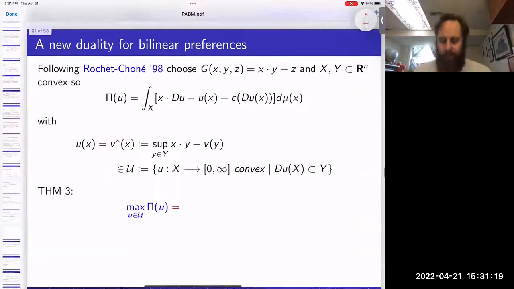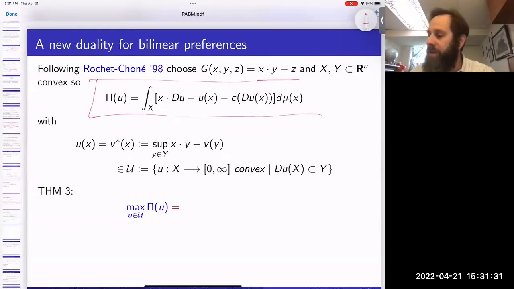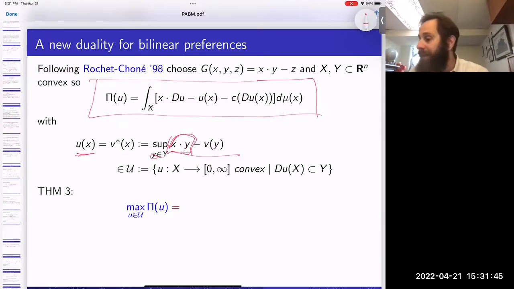Okay. So now, in my last 10 minutes, let me move into the second part of the talk. I want to come back to the square example of Rochet and Choné. Because they're dealing with this bilinear preference function, the profits that they're trying to maximize are this one, and they're trying to maximize it over the space of convex functions. So U, because for every y this is an affine function of x, is a convex function. It's also non-negative. I think they took their y to be the positive orthant, so it also has non-negative derivatives, but I won't worry about that.